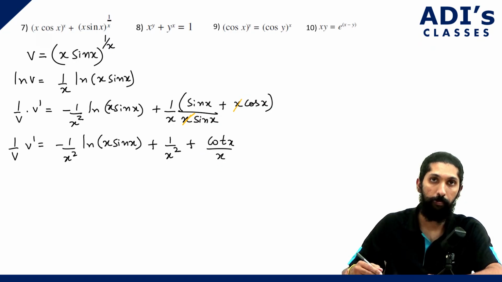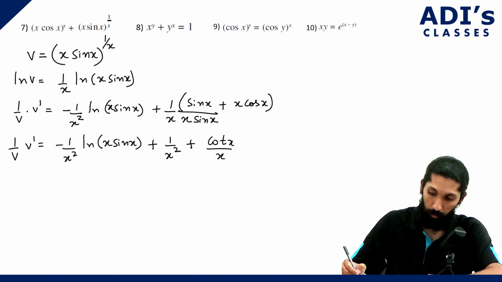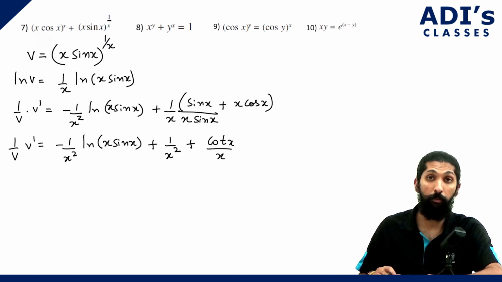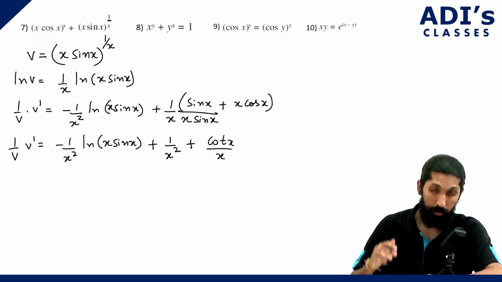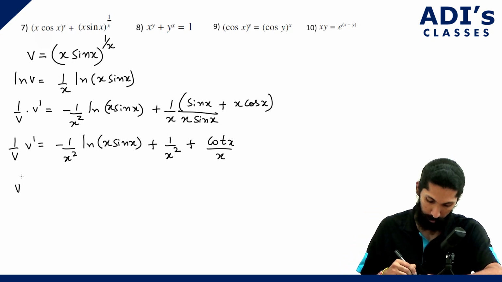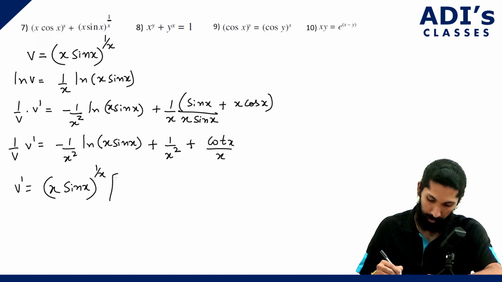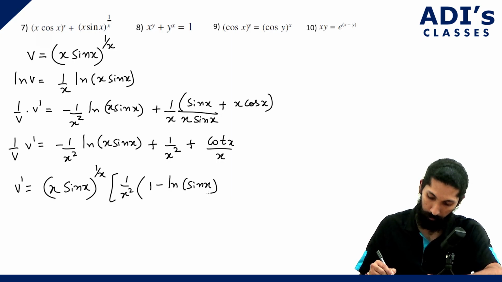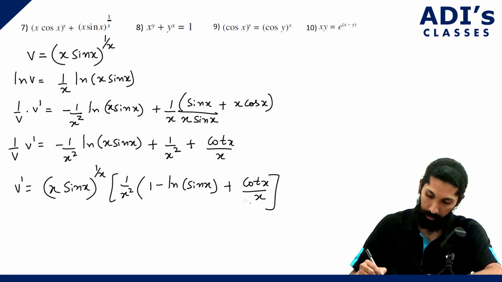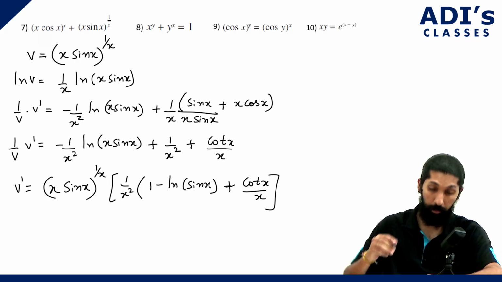Alright. Anyway, now what do we have? You multiply. You can take 1 by x square common also, right? So you multiply by v. So v dash is equal to (x sin x) to the power 1 by x into 1 by x square into 1 minus log of sin x plus cot x divided by x, right? This is going to be v dash.